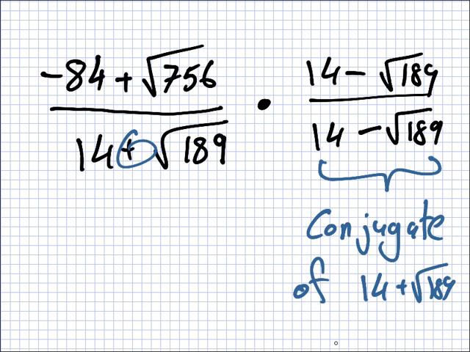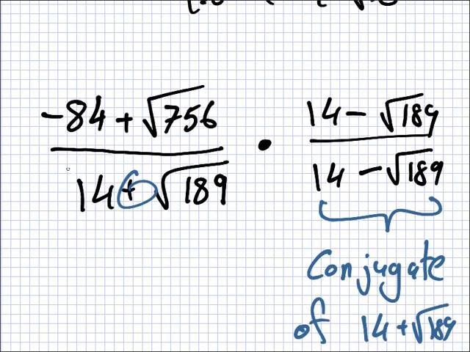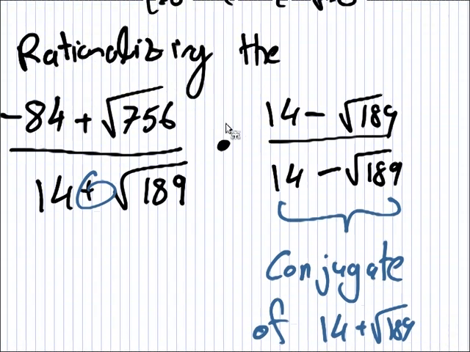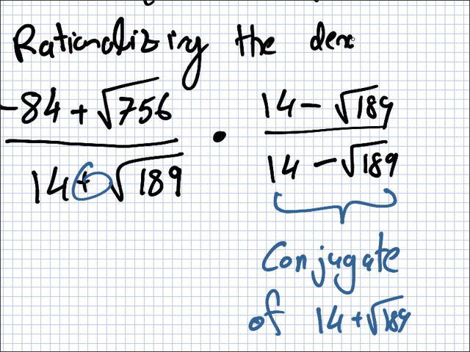This process is called rationalizing the denominator. It means to remove the root from the denominator. Now, how does that remove the root? We'll see now.